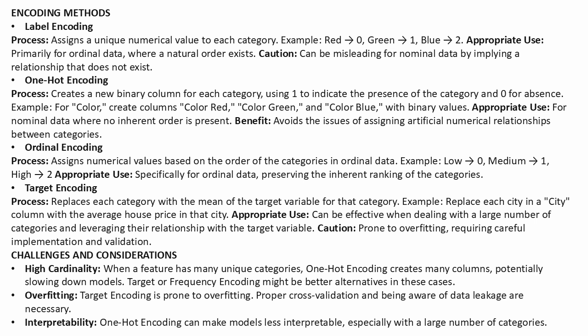Exactly. This is really fascinating stuff. It's like we're creating a whole new language for machines to understand these categories. You could say that, yeah. We're bridging the gap between human thinking and machine processing. Are there any other encoding methods we should be aware of?